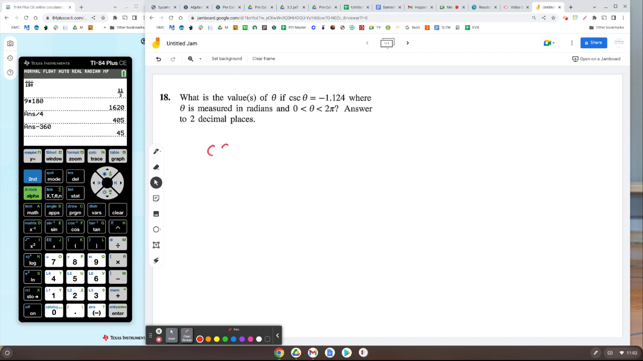So it says the cosecant of some angle that we don't know is negative 1.124. Well, you won't find cosecant anywhere on this calculator. So you have to think of that as 1 divided by the sine of theta is negative 1.124. Do you see what I did there? I changed cosecant into 1 over sine.